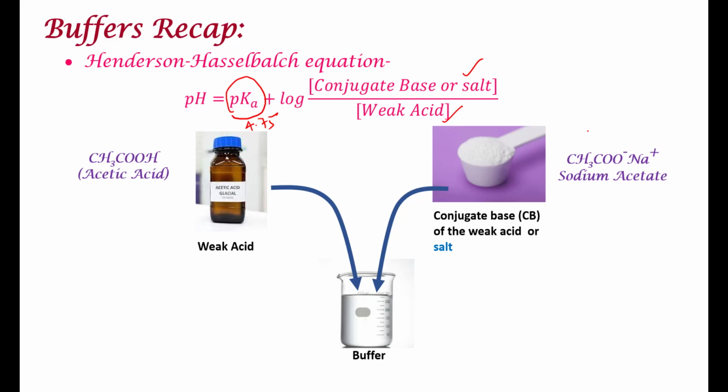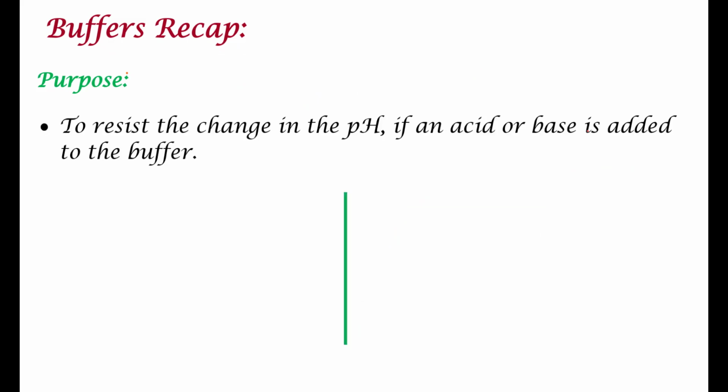Okay. All right. Now that we have made the buffer, we need to know what's the purpose. Why do people actually end up making buffers? The short statement here describes why people make buffers. It says to resist the change in pH if an acid or base is added to the buffer. Okay. So let's try to understand this through a visual process.